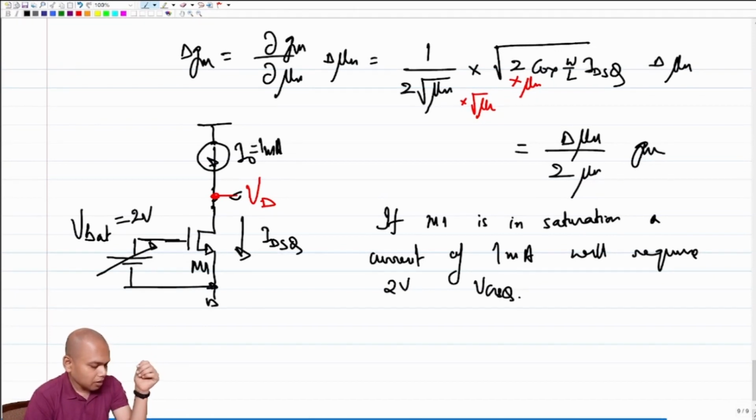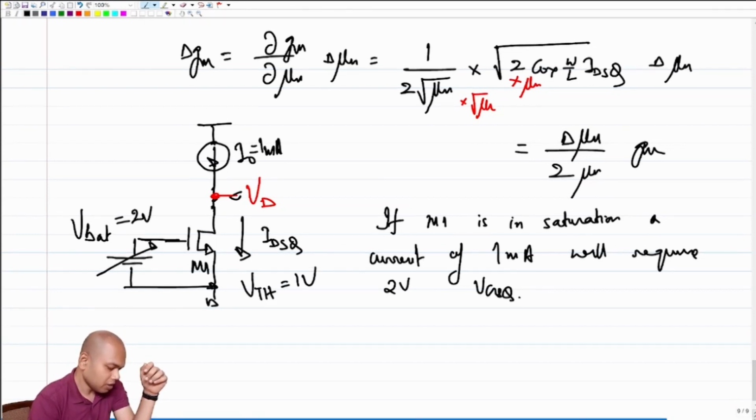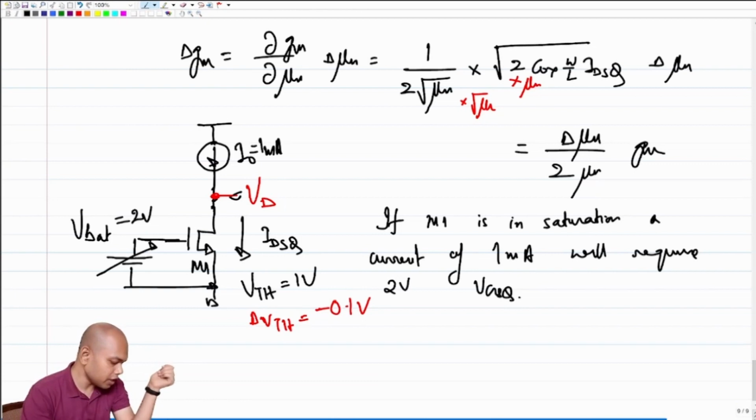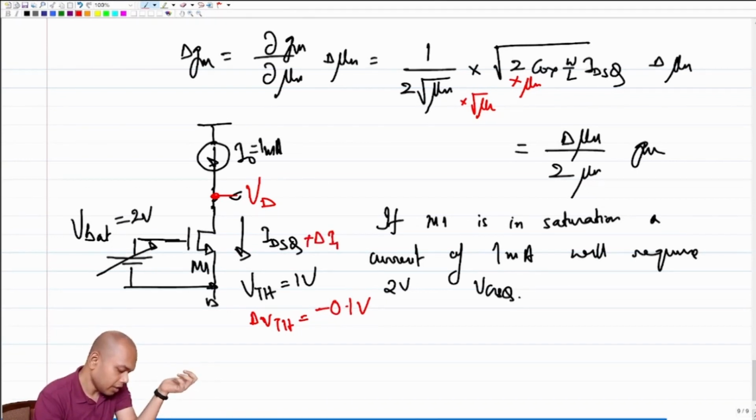But now let's assume that the threshold voltage changed. So let's say the threshold voltage VTH was 1 volt, and VTH changed from 1 volt to 0.9 volt. Let's say the change, delta VTH, is minus 0.1 volt, right? The threshold voltage dropped. If the threshold voltage drops, what will happen to IDSQ? IDSQ will increase. This will increase by delta IDSQ.